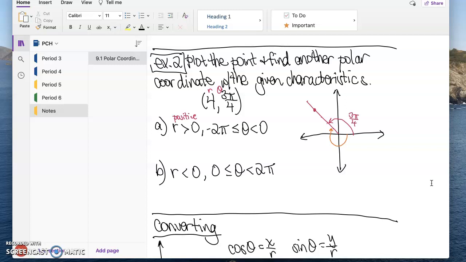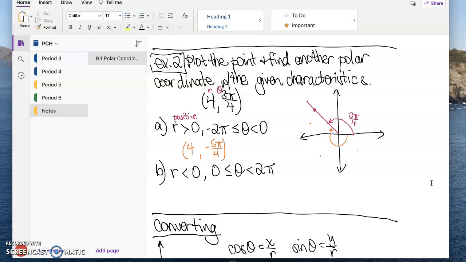So I just need to figure out what that angle is. This would be negative pi over 4 in that quadrant and then negative 3 pi over 4. So this is going to be negative 5 pi over 4 is my theta. And the r is still the same. I counted out 4 circles. Okay, the r is still the same.